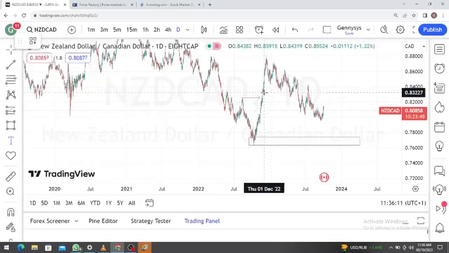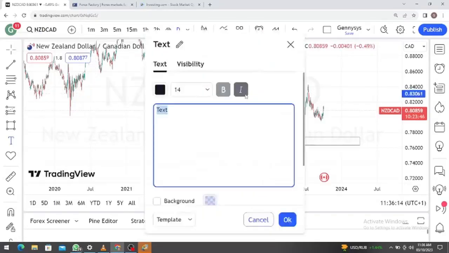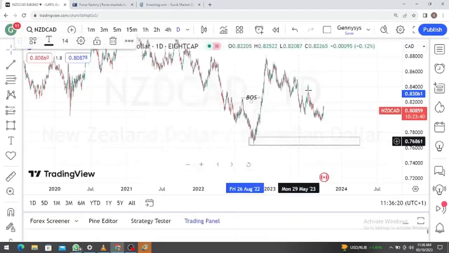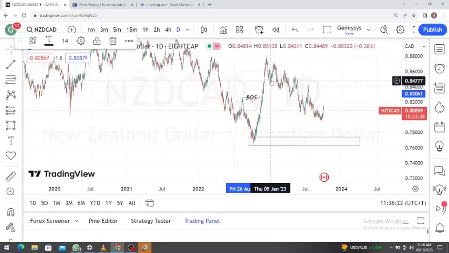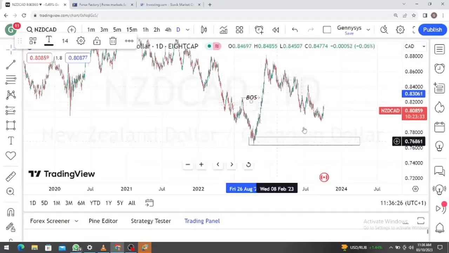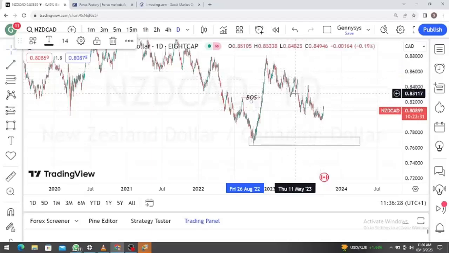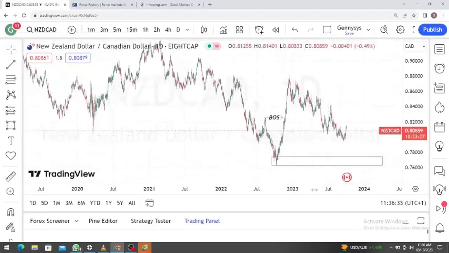But in the meantime, price is printing lower highs and lower lows on the way to the order block. So there should be sell opportunities here. Let me show you how we would have played one or two of them.